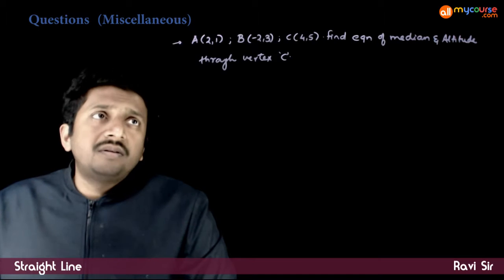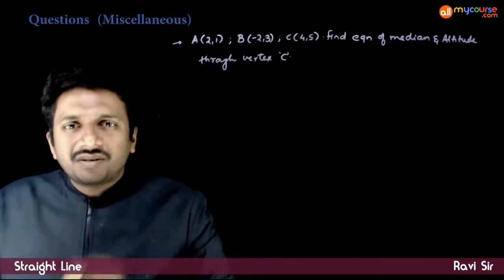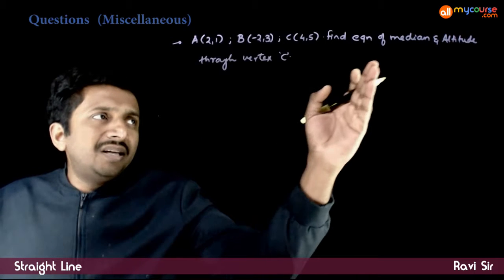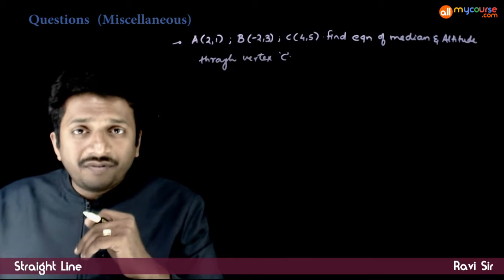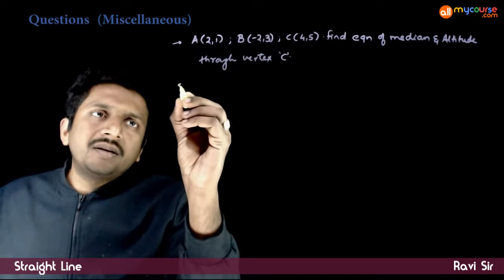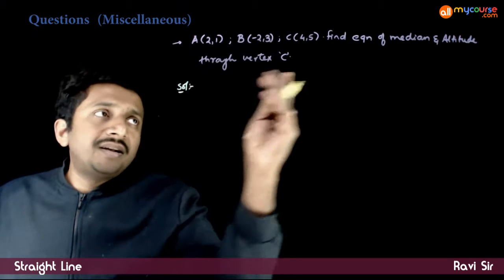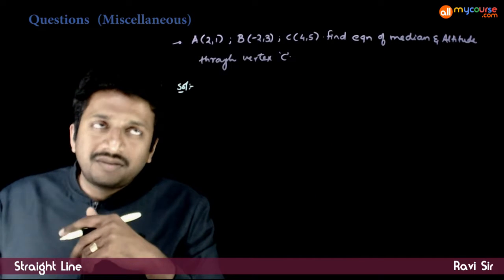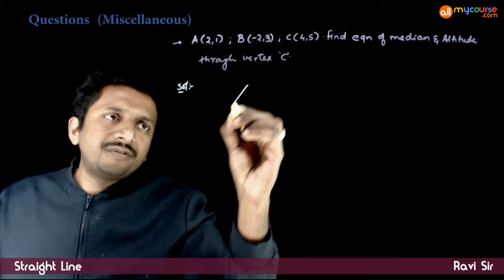In this question, you're given 3 vertices of a triangle and you're asked to find the median and altitude of this triangle through vertex C. So let us try to find the equation of the median first and the altitude next. What is the meaning of this question?